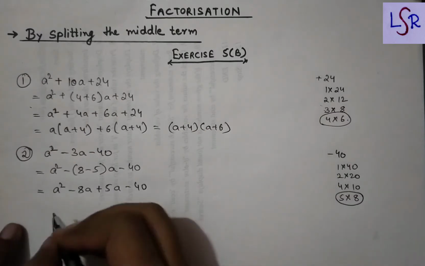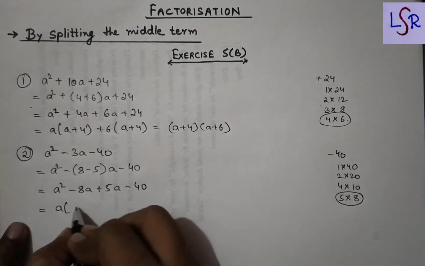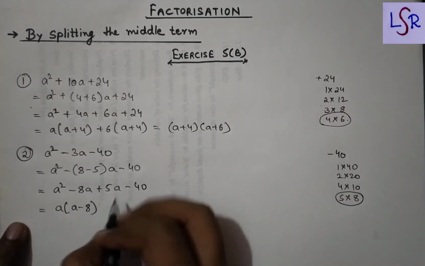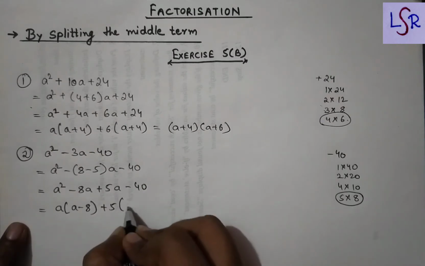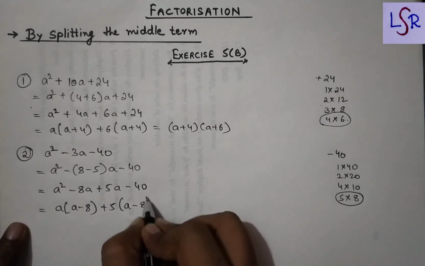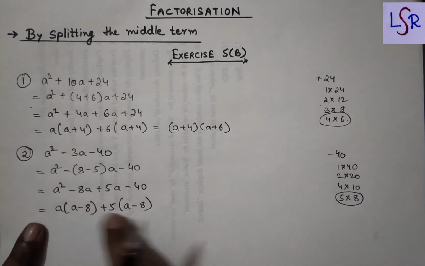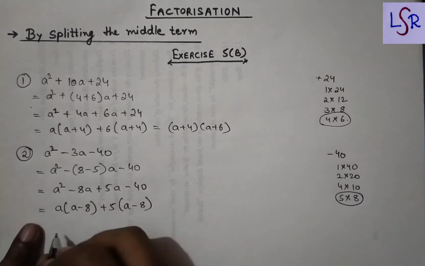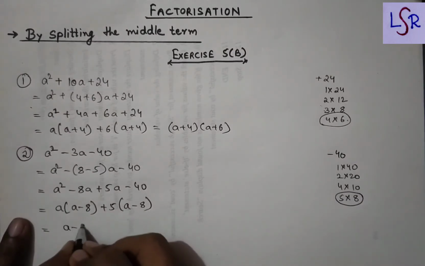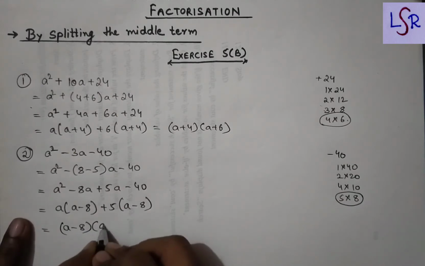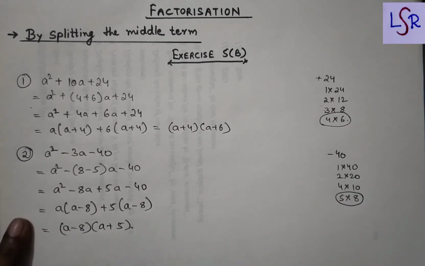Now we can take a as common from the first two, that is a minus 8, and then plus 5 common from these two, it is a minus 8. And now a minus 8 can be taken as common from these two, and it will become a minus 8 and a plus 5. Now let's see question number 4.